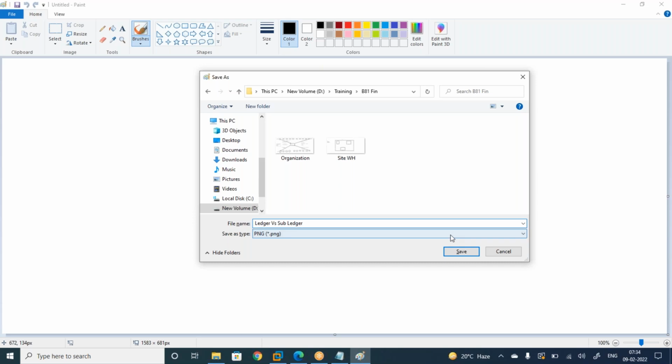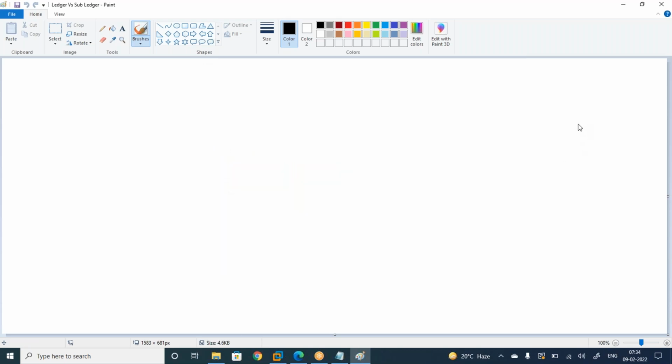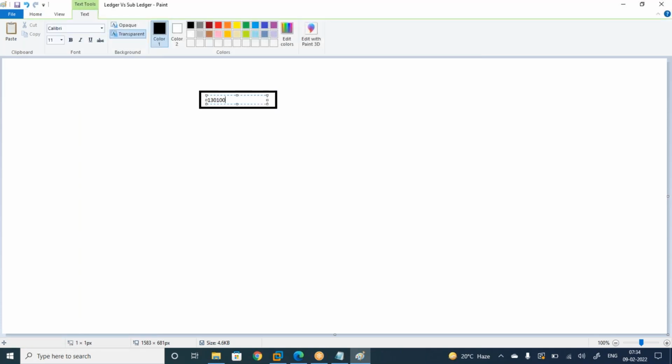Okay, ledger, subledger. Fine. So whatever we are learning, the main accounts: 130-100 is accounts receivable, domestic. Accounts receivable, domestic. This is one main account.